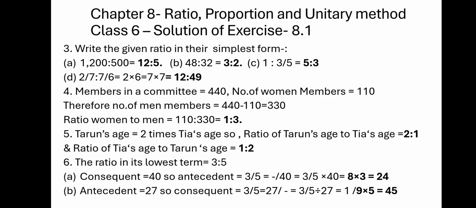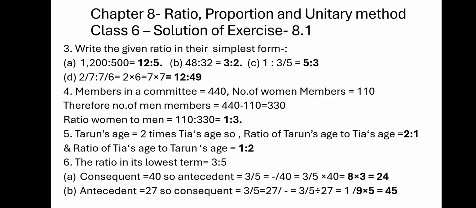Fifth question. Tarun's age is 2 times Tia's age. So, ratio of Tarun's age to Tia's age is 2 is to 1. And ratio of Tia's age to Tarun's age will be 1 is to 2.